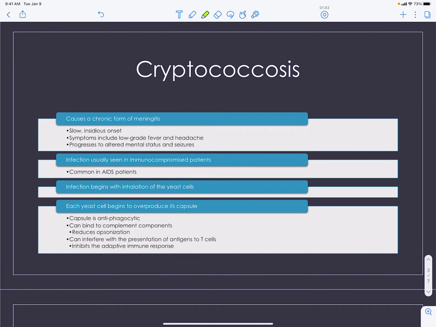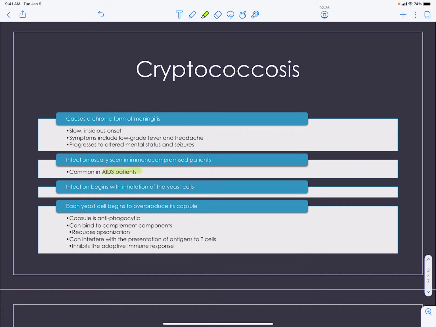Now, crypto is going to cause an infection, which is going to be a slow, insidious onset. The symptoms are going to be a low-grade fever, headache, and it's going to eventually alter the mental status of the individual and form seizures. Now, Cryptococcus is usually going to start as a lung infection, but in an immune-compromised patient, it's going to be diagnosed during its central nervous system stage. So infection is going to be in immune-compromised patients, such as AIDS patients.